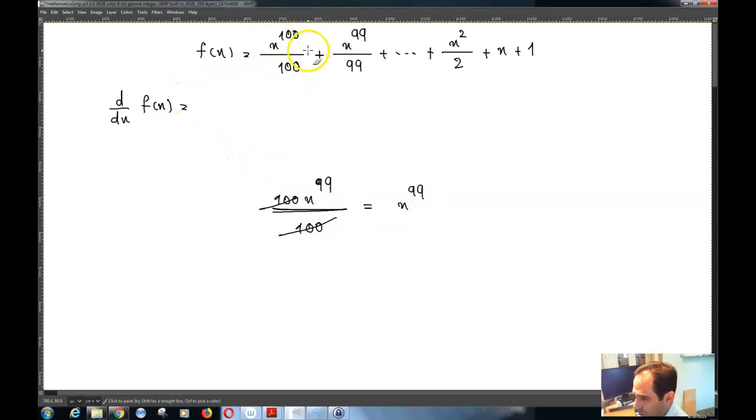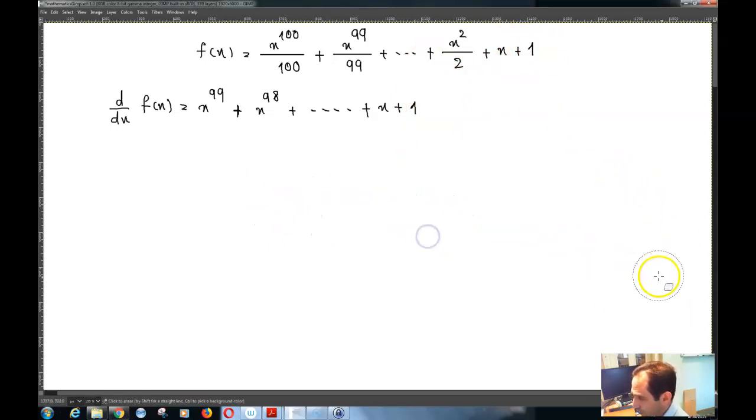So the derivative of the whole f of x would be x raised to the power 99, and over here you would get x raised to the power 98, and the same thing would happen over and over again until you got, for example, to this would be just simply x, this would be 1, and the derivative of this would be basically 0, which you don't have to write really. So that is basically the derivative of your function.